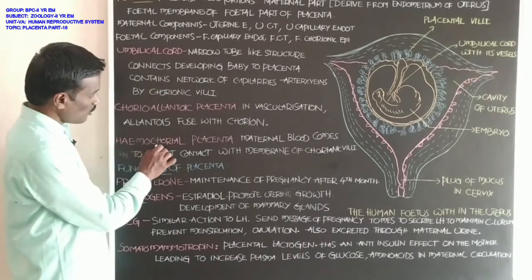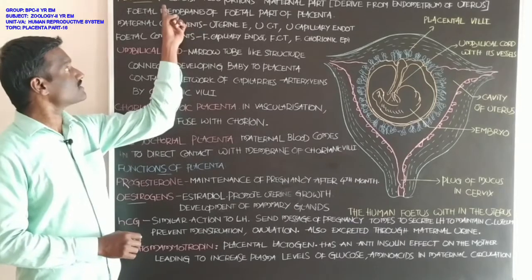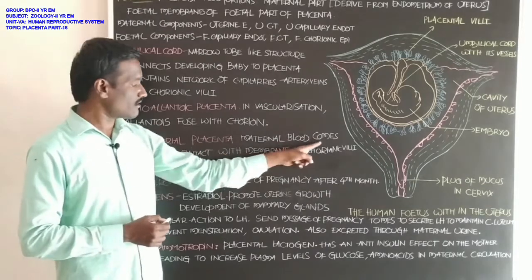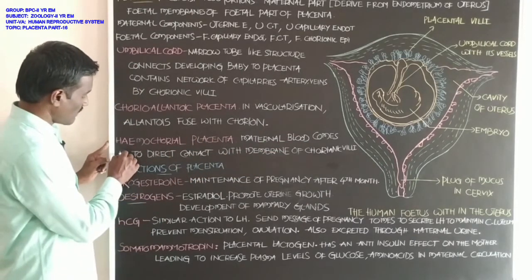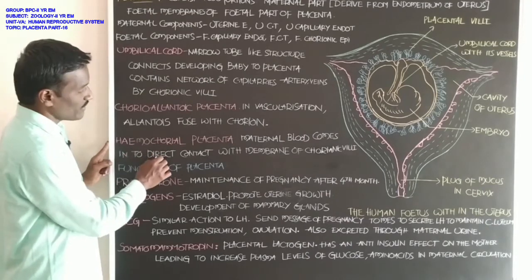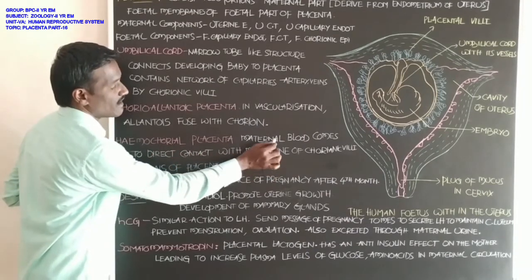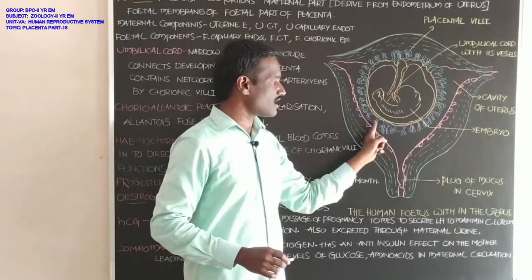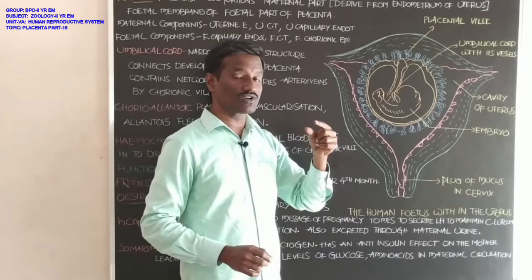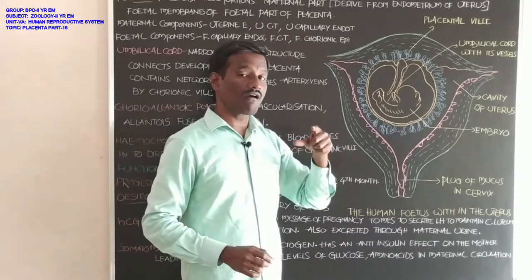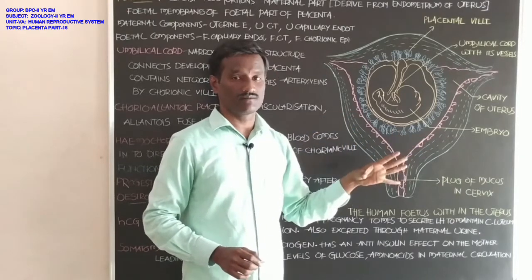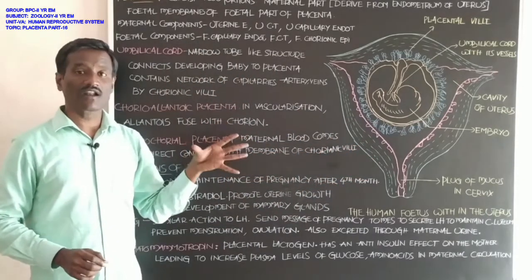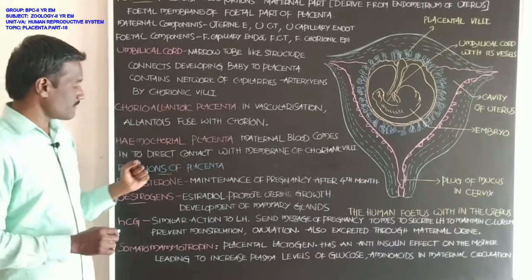Next, student, the placenta is also called hemochorial placenta. Why? Maternal blood comes into direct contact with the membrane of the chorionic villi. These are the chorionic villi, students. They invade the endometrium of the uterus and are in direct contact with the mother's blood, directly linked with the maternal blood circulation.